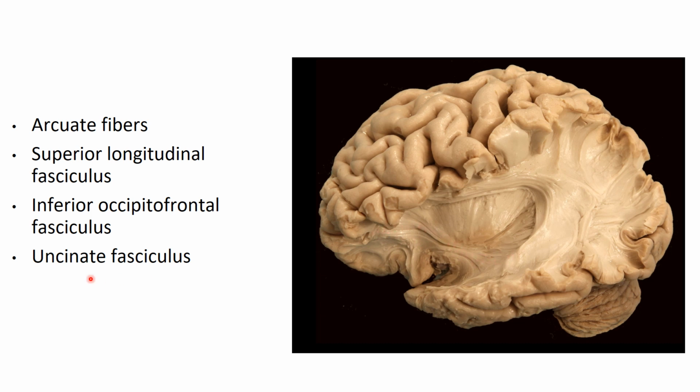And then we also have the uncinate fasciculus, and that is going to be a part of the inferior occipitofrontal, but it's going to be this U for uncinate. So we got a U right here. That is going to be the part of our inferior occipitofrontal fasciculus.